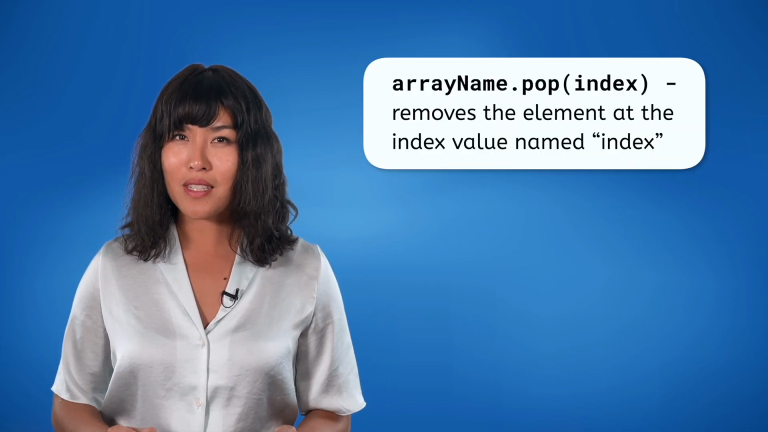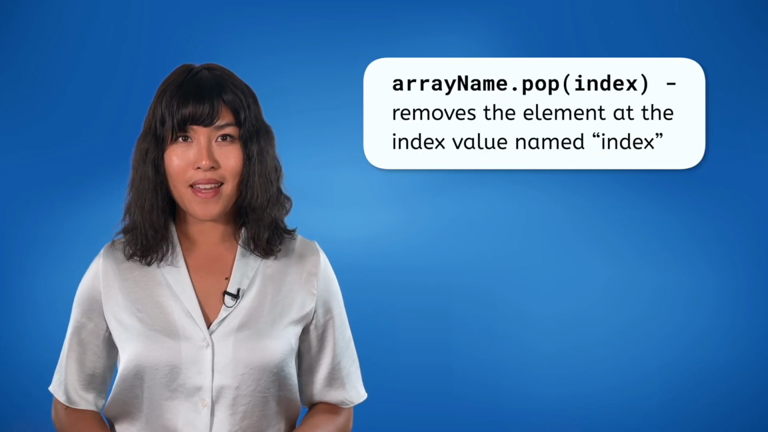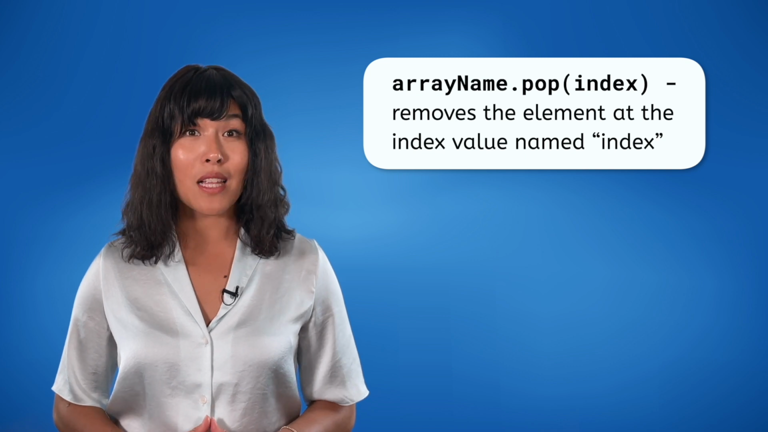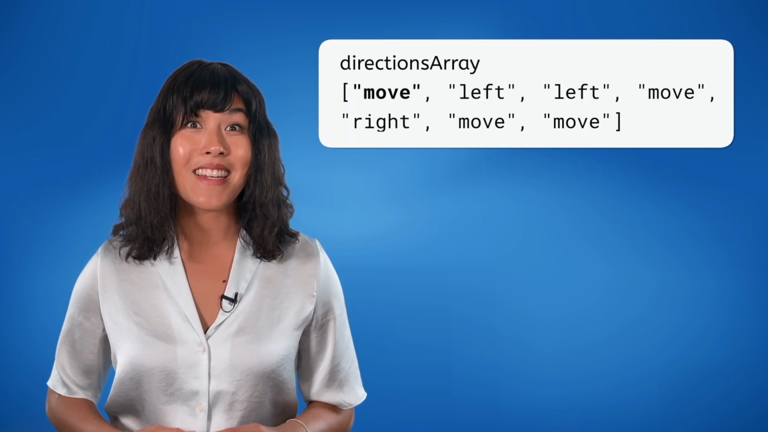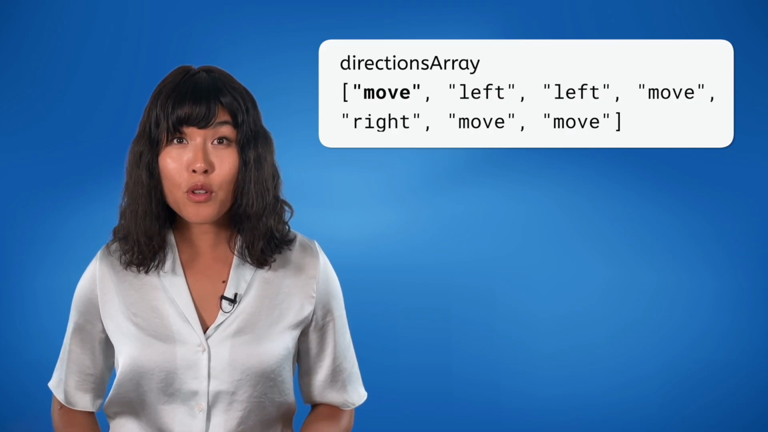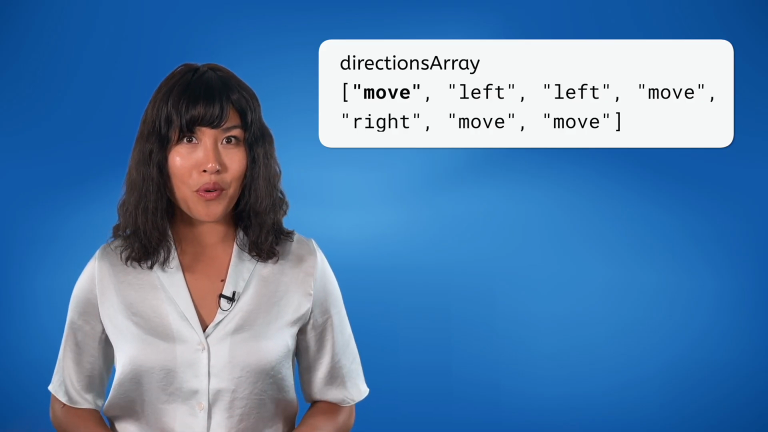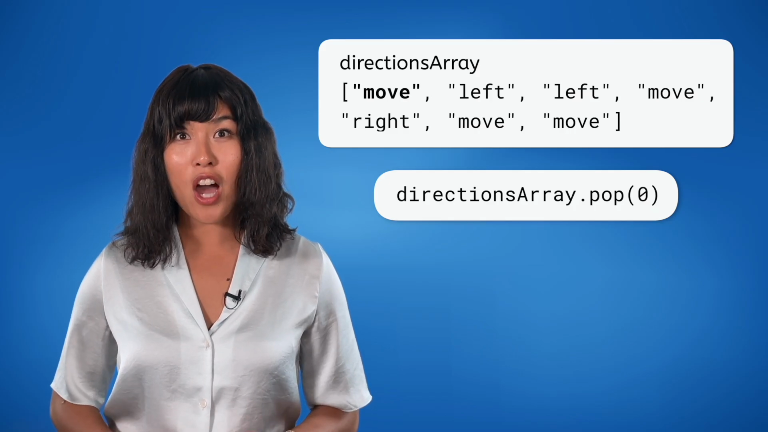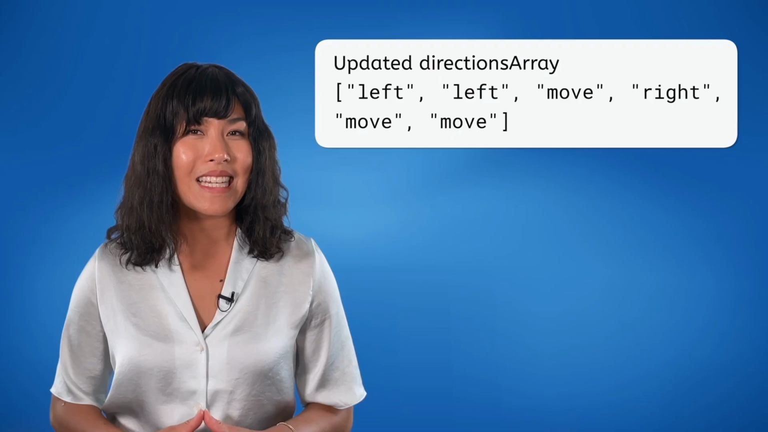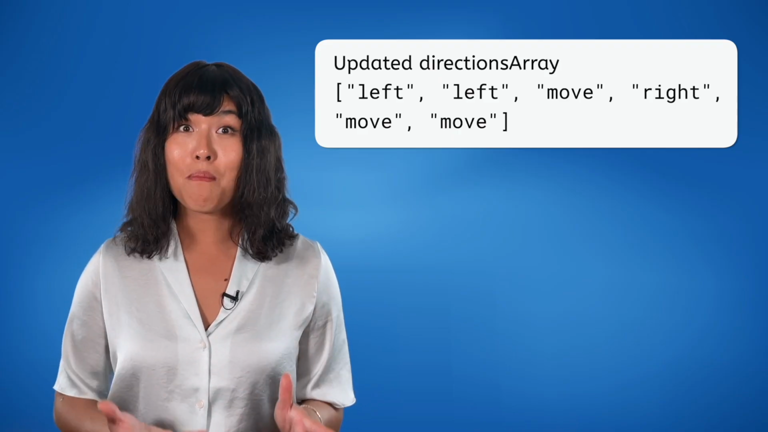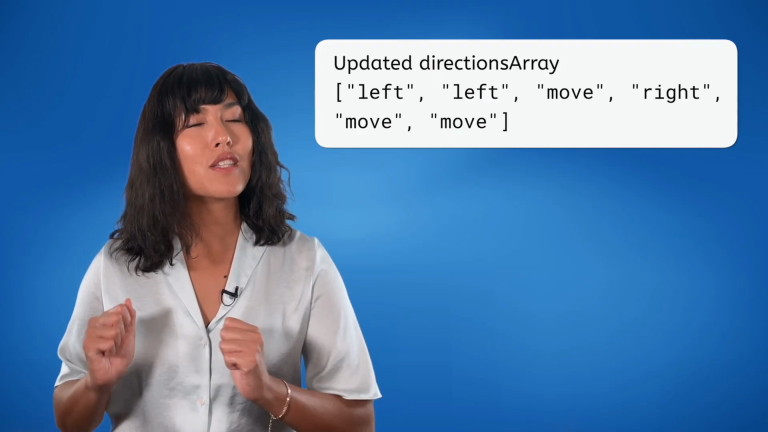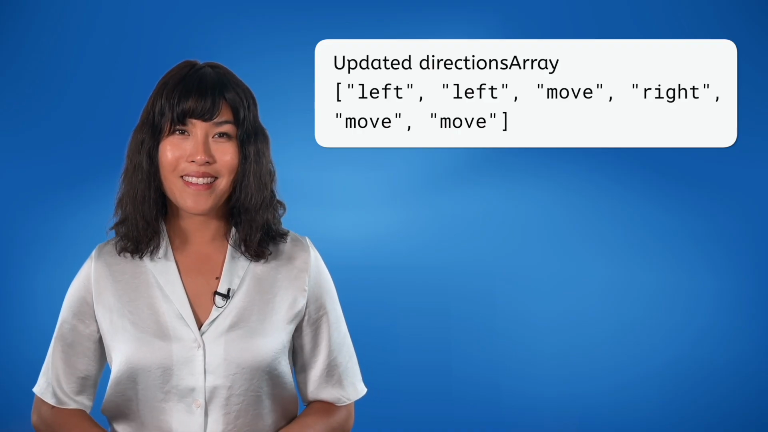We've had fun adding items to an array, but what if we need to remove an item? To do this, we can use the pop method and specify the index of the element we want to remove. Using our directions array again as an example, we can remove the first move command by using this code, directionsArray.pop(0). And just like that, the element at index 0, which happens to be a move command, has been gracefully removed from our array.